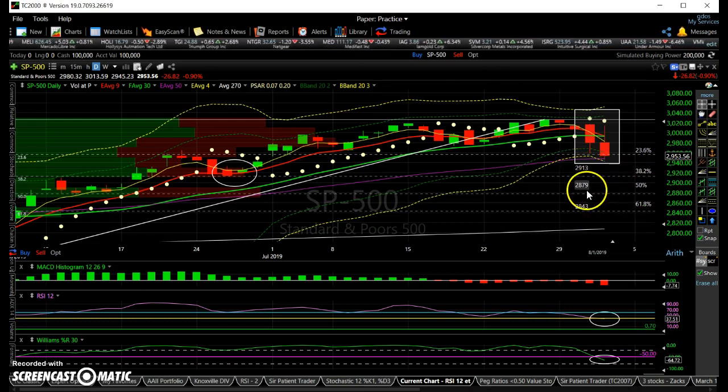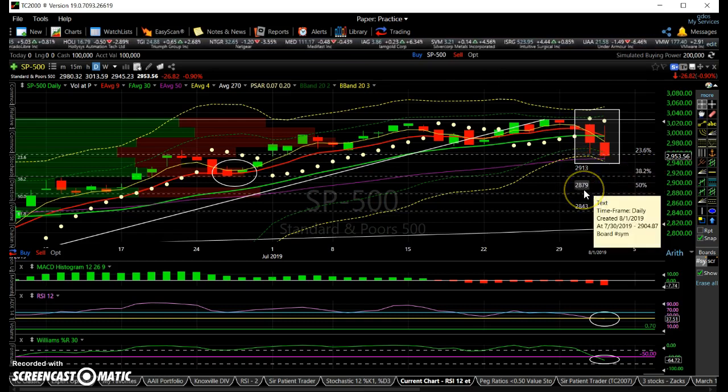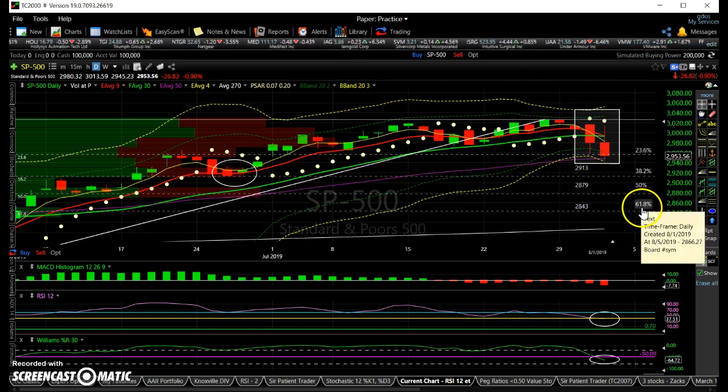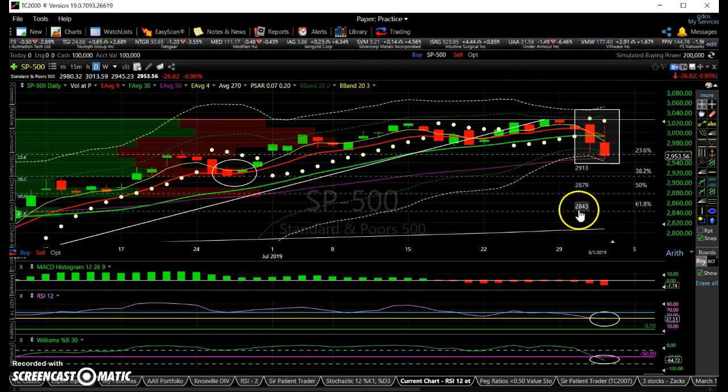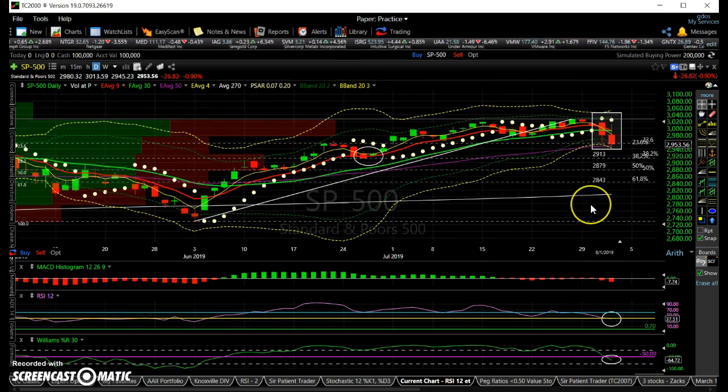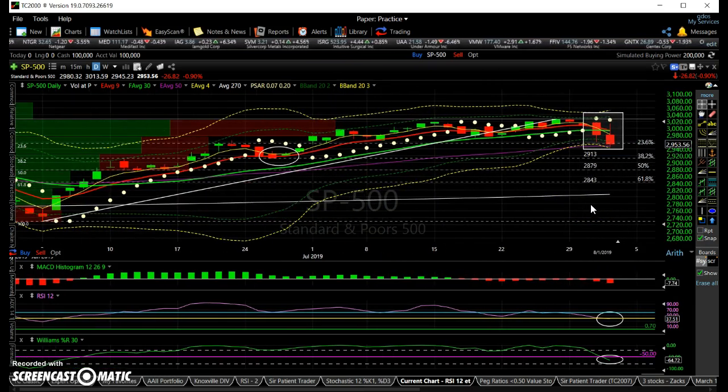The 50% level would be at 28.79. And the 61.8, the golden ratio, would be at 28.43. So looking at the daily chart, we've seen a lot more bearishness here than we've seen before, and we do have a breakdown occurring. And so the big question for me is, how far down do we go?